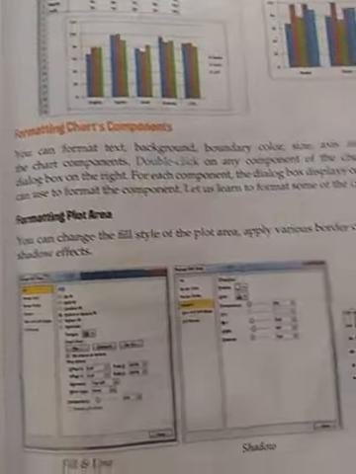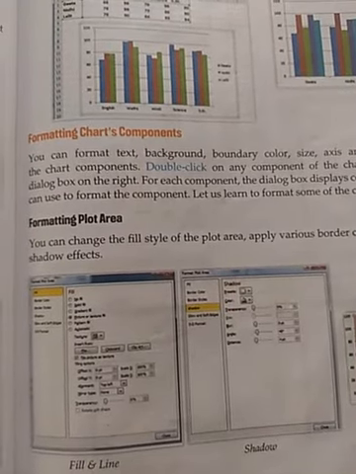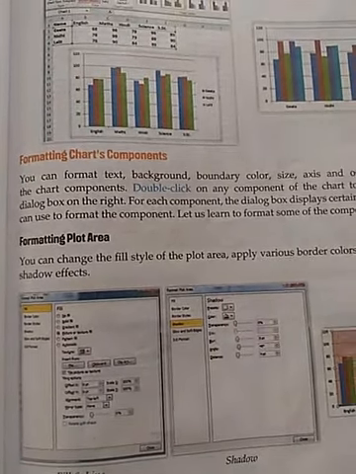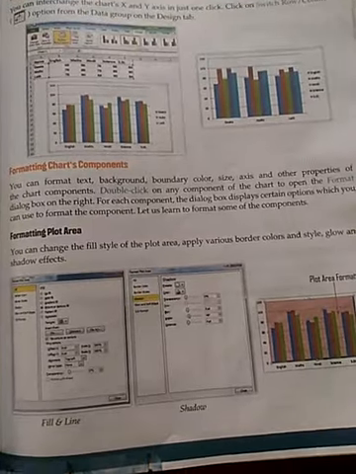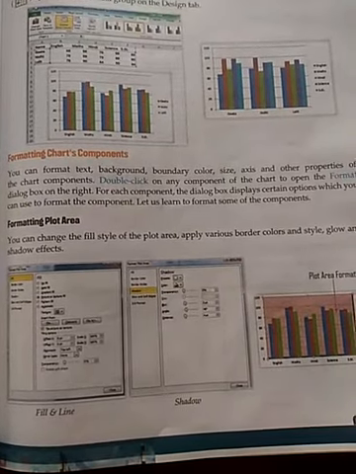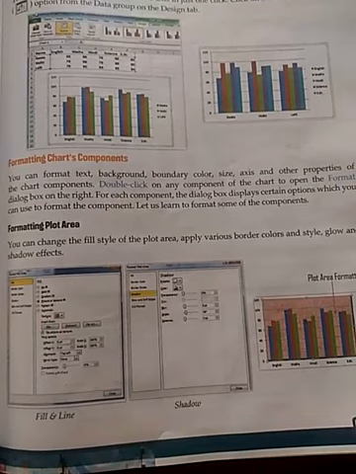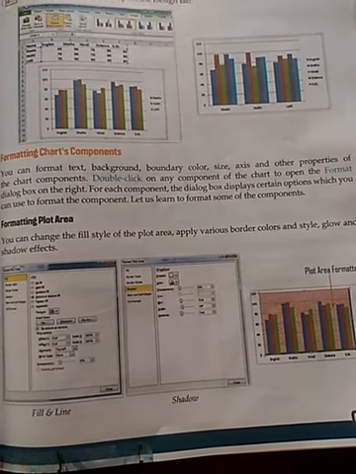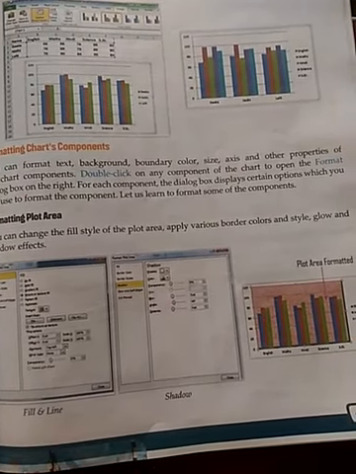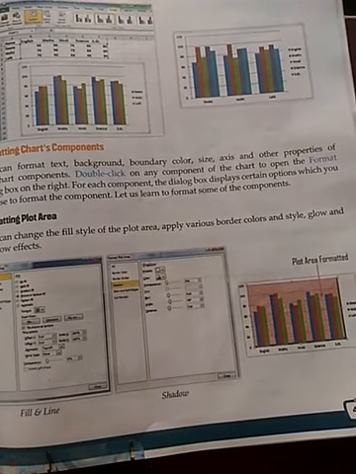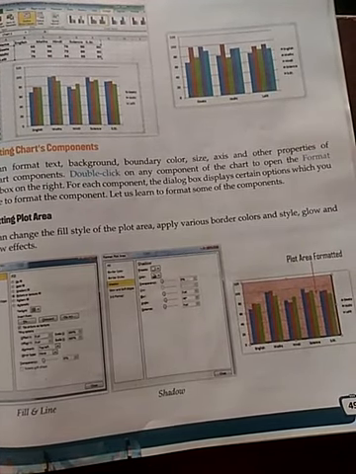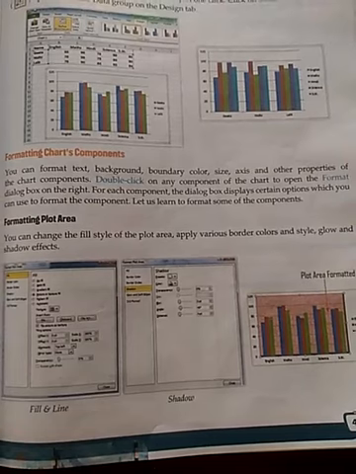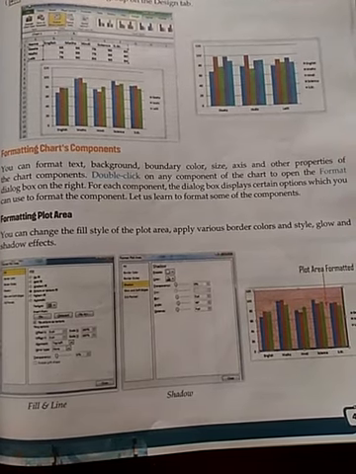Now come to the topic which we are going to discuss: formatting chart components. As we know, the components of charts are title, chart area, plot area, x-axis, y-axis, legend, and data series. These are some of the components of the chart area.